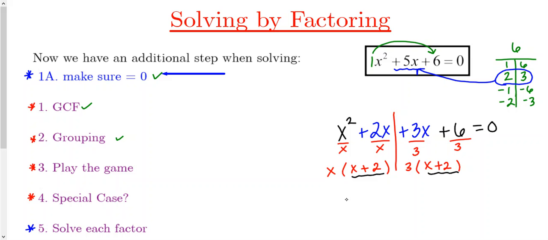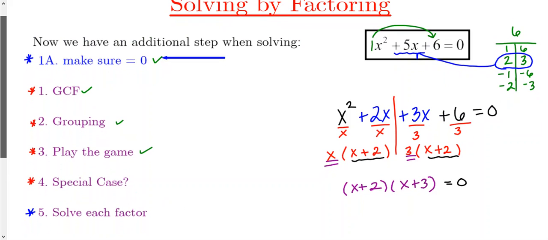All right, so now I'm going to take one of those. I'm going to take the x plus 2. Then I'm going to take my GCFs, and that creates x plus 3. All of that is still equal to 0. So at this point, all I have done is factor. So I played the game. So I didn't even need to do special case.